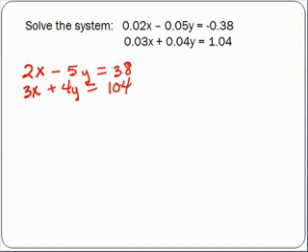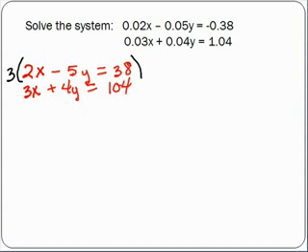Okay, well, we can get rid of either the x's or the y's. Let's just work with the x's again. So I've got a 2x and a 3x, so I want to get a 6. So I'm going to multiply the top equation by 3.